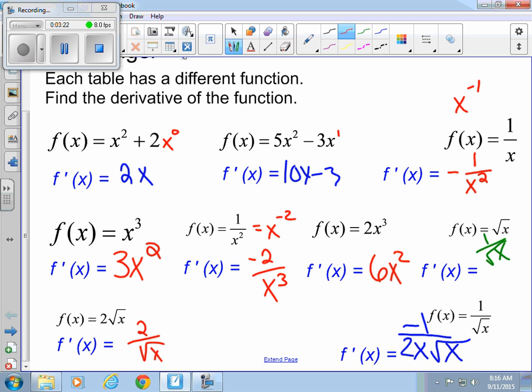But the next one's surely not going to work. What is the exponent on a square root? 1/2. Well, let's try it. If this is x to the 1/2 power, I bring a 1/2 in front. And what would the new power be? Negative 1/2.